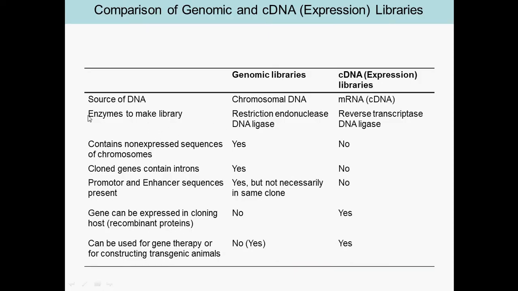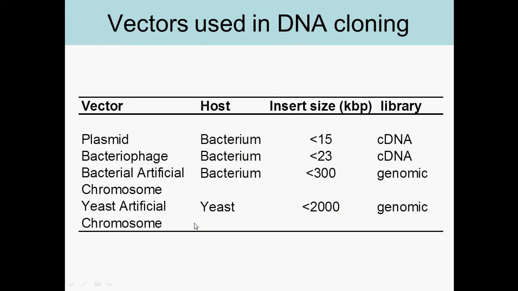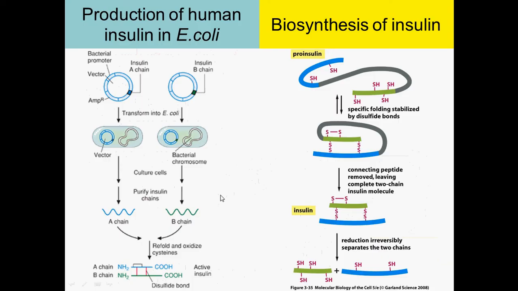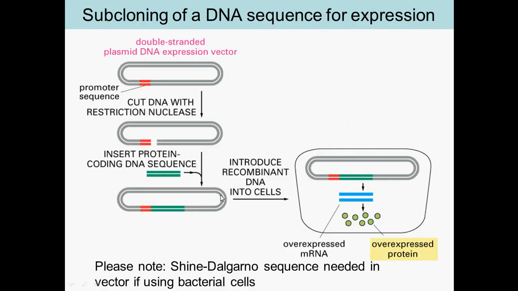And some comparisons. Source of the DNA: genomic library, chromosomal DNA; cDNA library, mRNA. And then we just read this. And you can just read this too. It's just a chart. So this one I'll do in the next video.